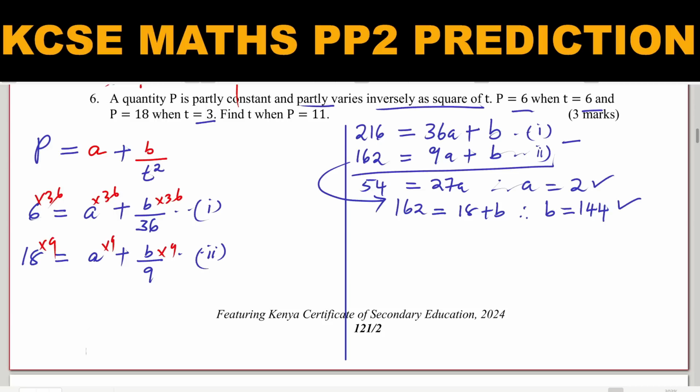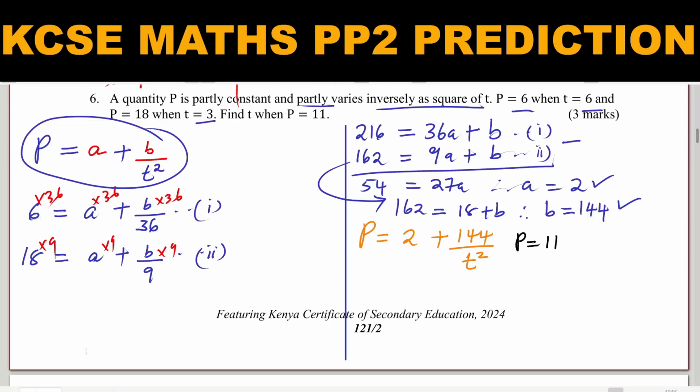Now the question is, find t when p is equals to 11. Now after getting the constants of variation, now look at the equation. Now we have the equation as p is equals to a is 2 plus b is 144 divided by t squared. So we are supposed to find t when p is equals to 11. So we just substitute here. So p is equals to 11. Then you have 2 plus 144 divided by t squared.